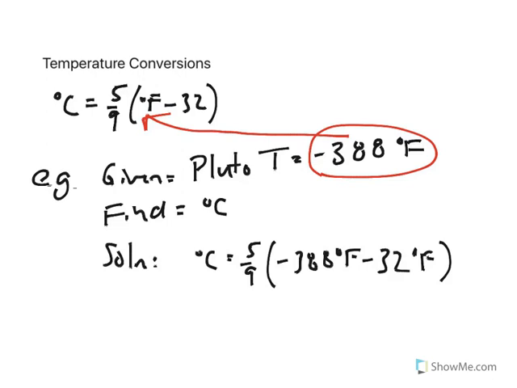First thing is we take minus 388 and we subtract 32 and we get minus 420. Then we multiply by 5 and divide by 9. And you should get a value of minus 233, and the unit would be degrees Celsius. Now what is this value on the Kelvin scale?